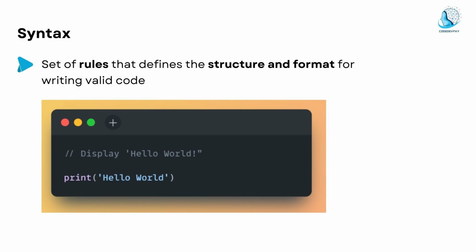Let's look at syntax. Syntax is simply a set of rules that defines the structure and format for which we write valid code. For example, we have print in brackets and single quotes, hello world. This piece of code is used to display hello world in the console. It means the style or the rules that we use to construct this piece of code without getting an error means that we are following Python syntax.